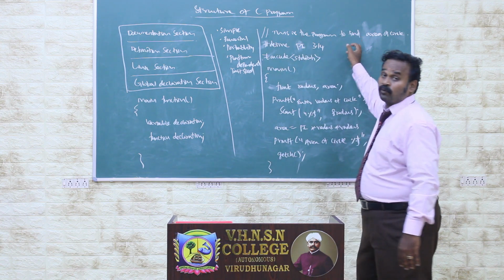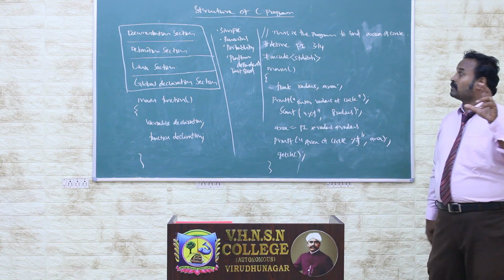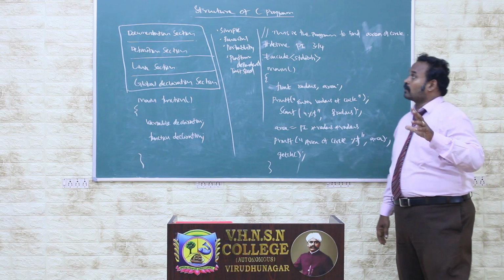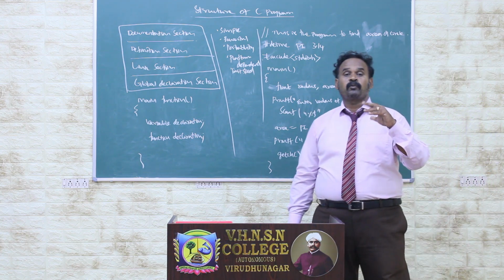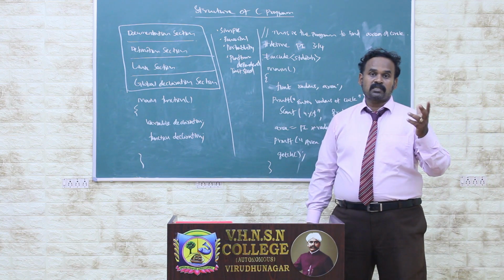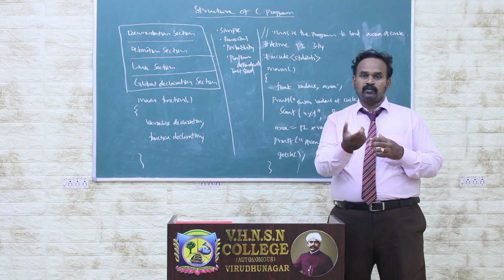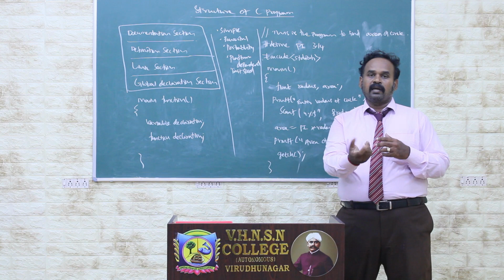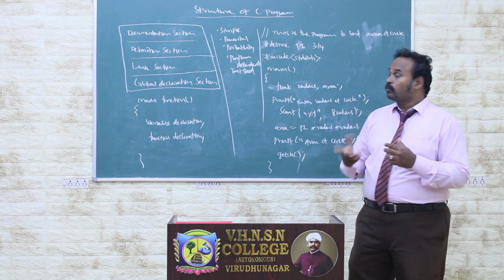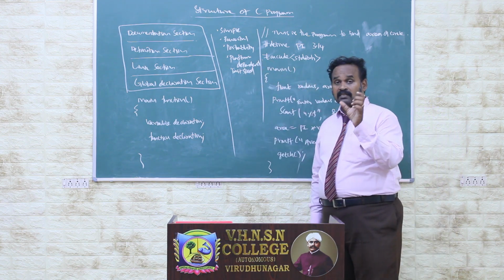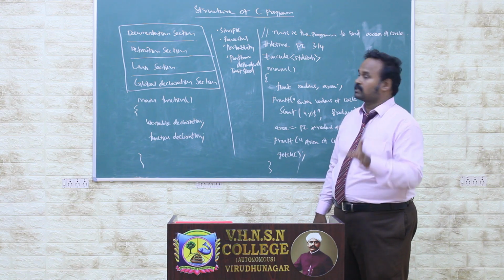This is the program to find the area of the circle. Okay, so comment lines. In future, programmers or students or scholars can see the program and easily understand, oh, this is the program for the area of the circle. So that is what defines the comment lines, a set of comment lines.